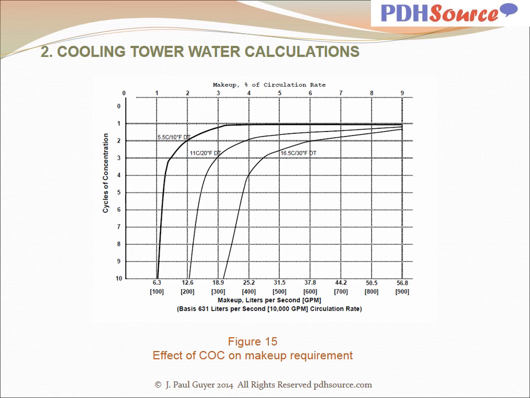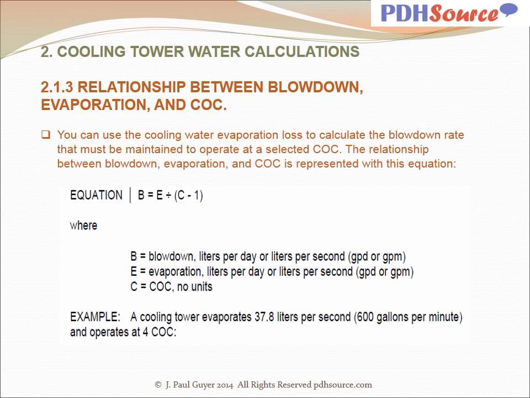Figure 15 illustrates the effect of cycles of concentration on makeup requirements. The relationship between blowdown, evaporation, and cycles of concentration. You can use the cooling water evaporation loss to calculate the blowdown rate that must be maintained to operate at a selected cycles of concentration. The relationship is represented by the equation and the notation illustrated on this slide.